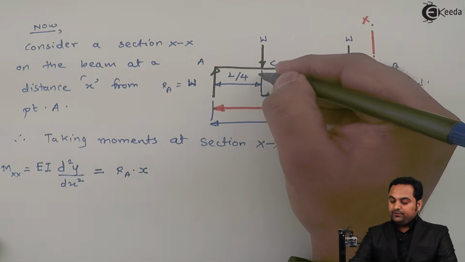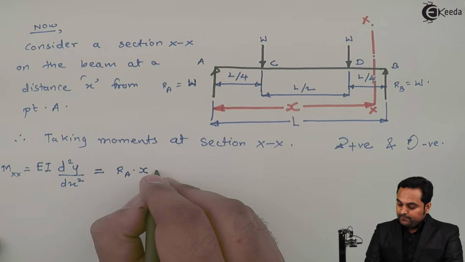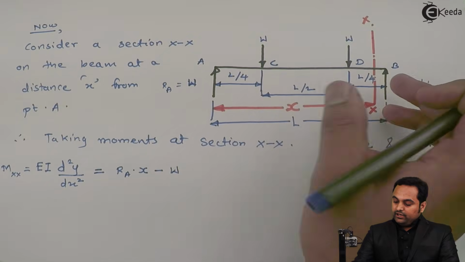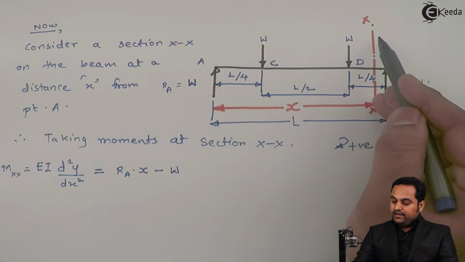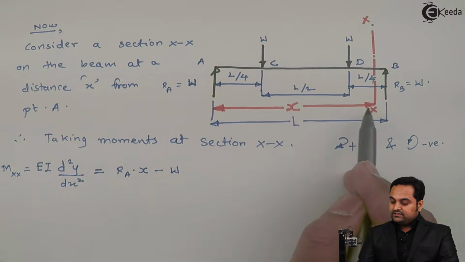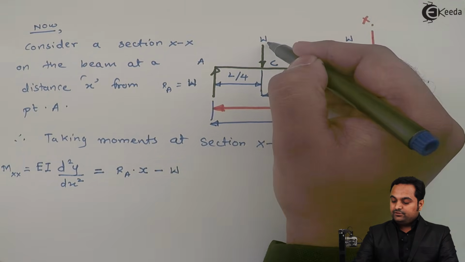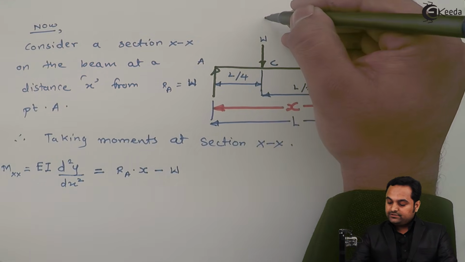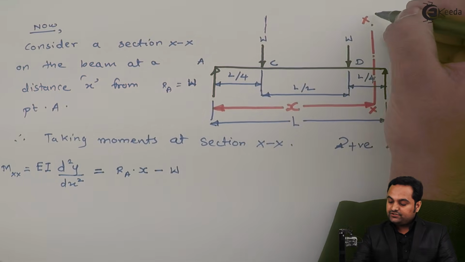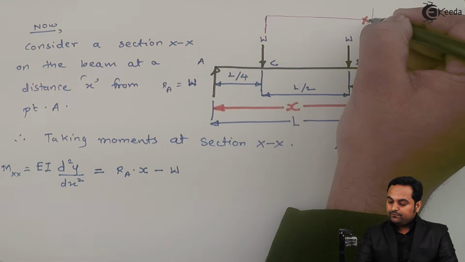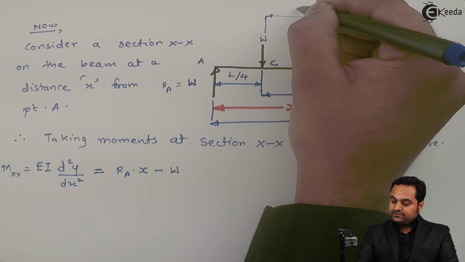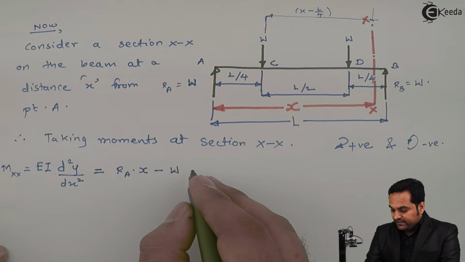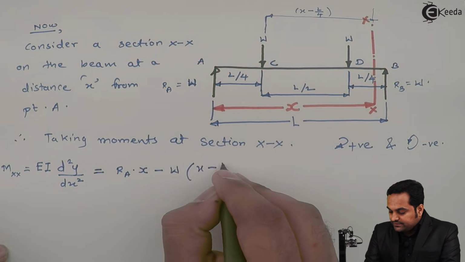Next this W will produce anti-clockwise moment. So minus W into, now I want the distance between this load W and section XX. So it will be x minus L by 4. That is the total distance from W up till the section. That is, I want the distance from this load up to the section, this distance, and it is x minus L by 4. So here we have minus W into x minus L by 4.